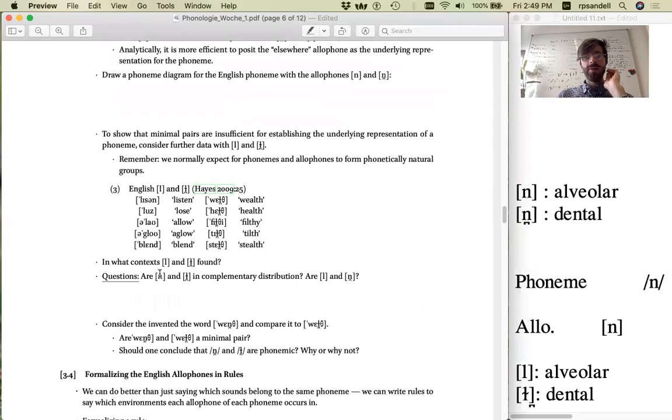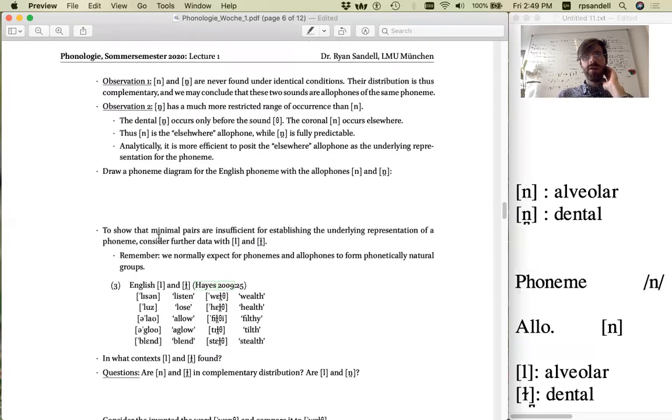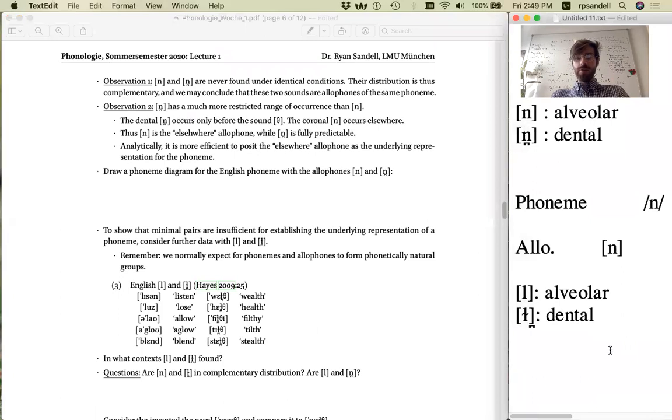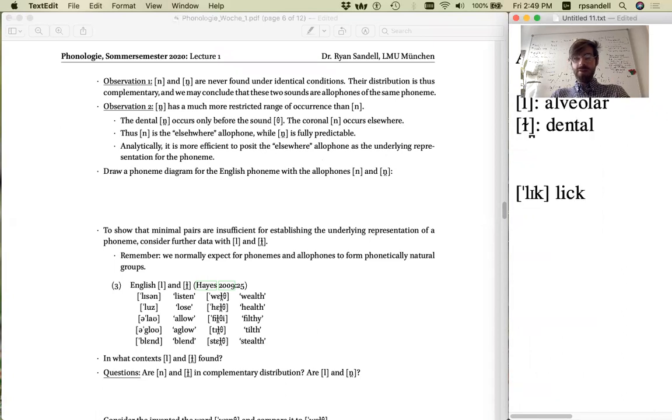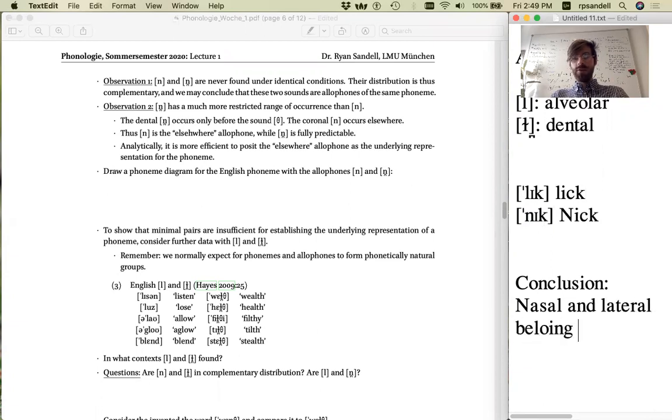We could also try to come up with a minimal pair at the beginning of a word. Say another minimal pair at the beginning of the word could be the English word lick and the personal name Nick. So there we can see the alveolar liquid and the alveolar nasal building a minimal pair. So our overall conclusion should be that our nasal and lateral belong to different phonemes.